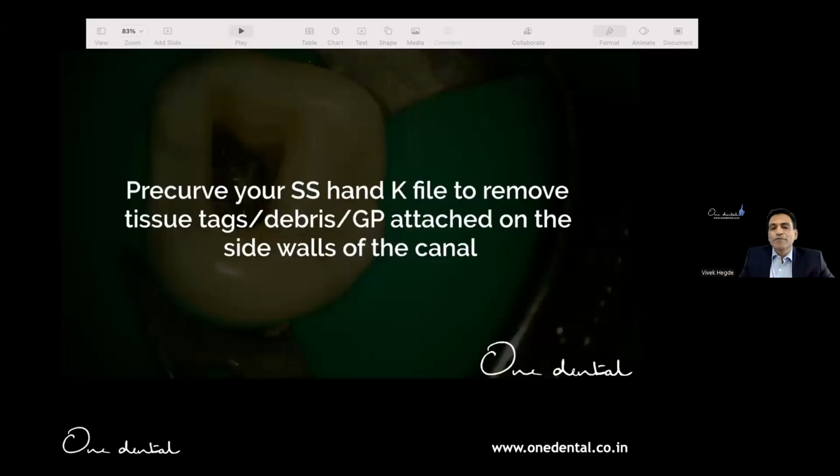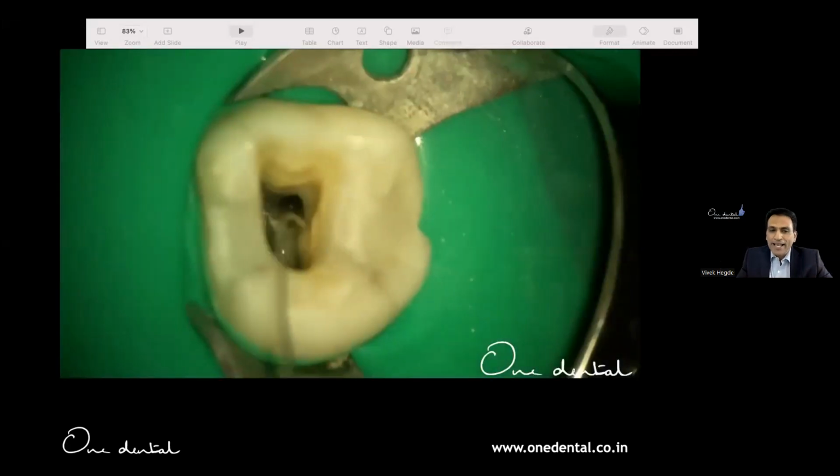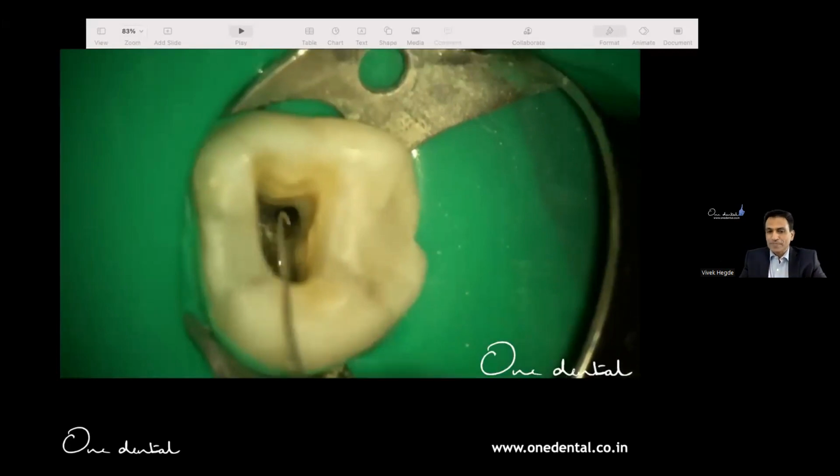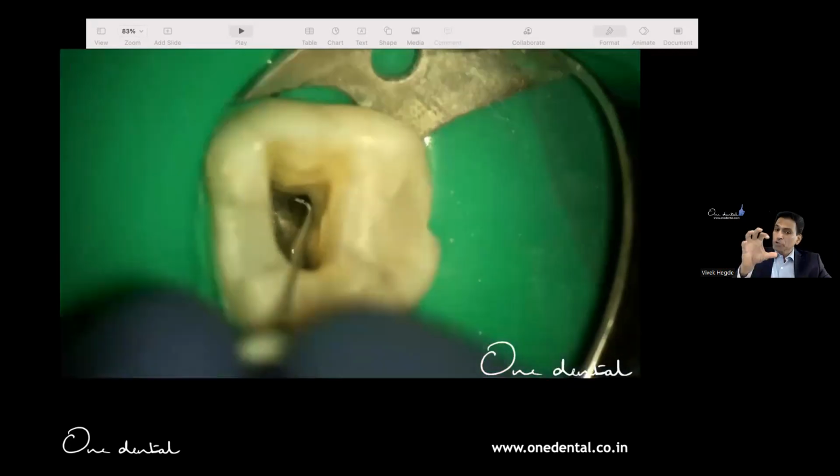Can you pre-curve the file? Of course you have to pre-curve. I showed you a lot of activation methods. What I'd say now is, please pre-curve the file to understand and use it here. When you pre-curve, you can go into the walls. It helps you remove tissue tags.